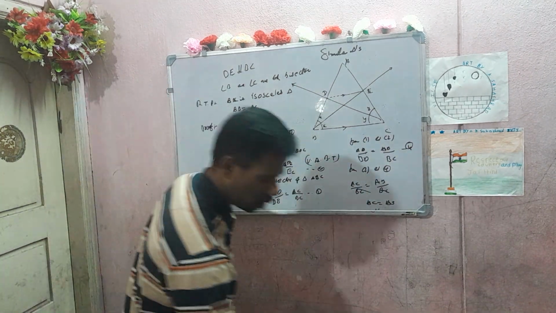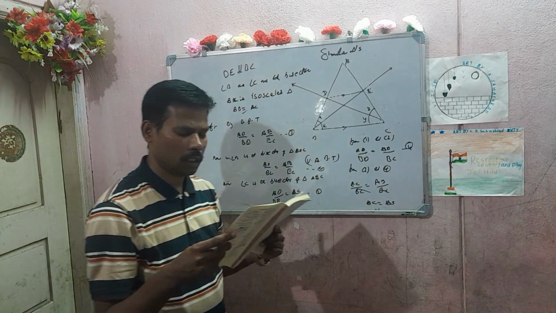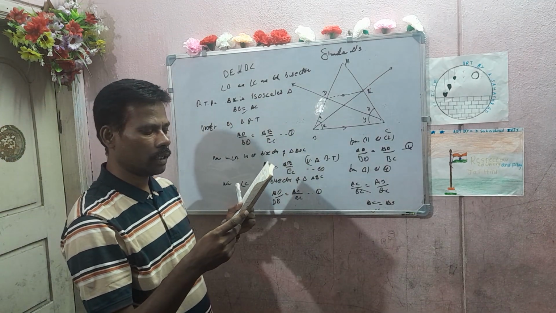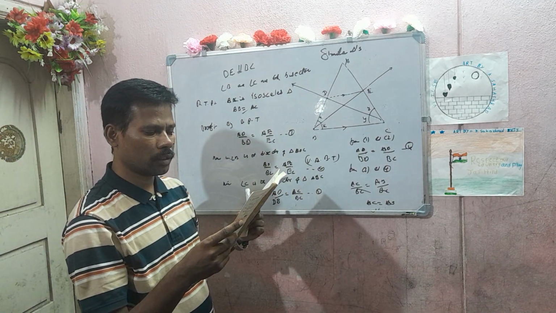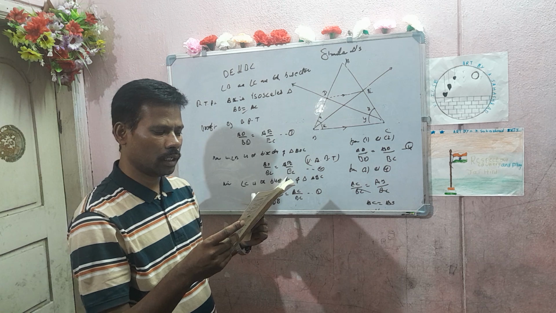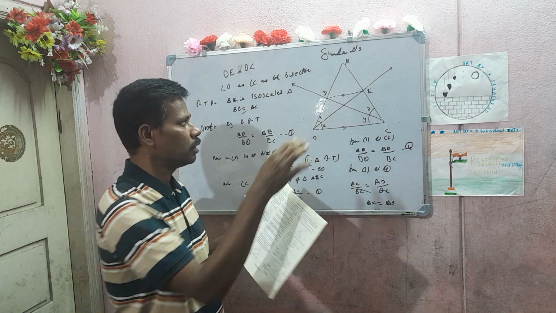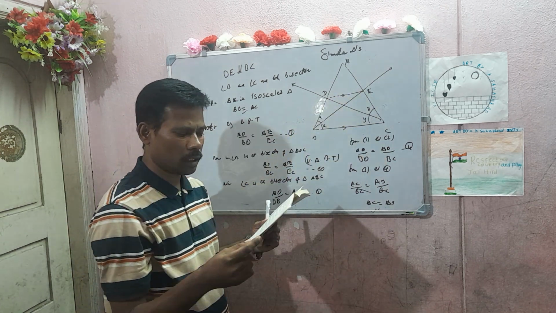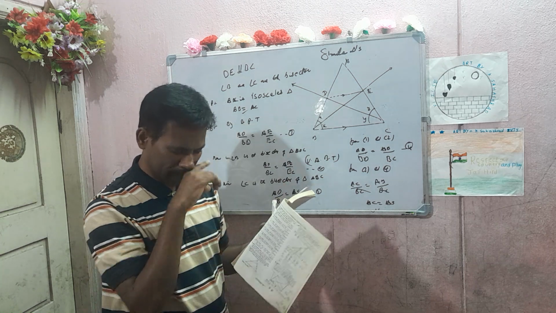So once again I will read out the question. The bisectors of angle B and angle C of triangle ABC intersect the opposite sides in E and D such that DE is parallel to BC. Prove that the triangle is isosceles. Next one.